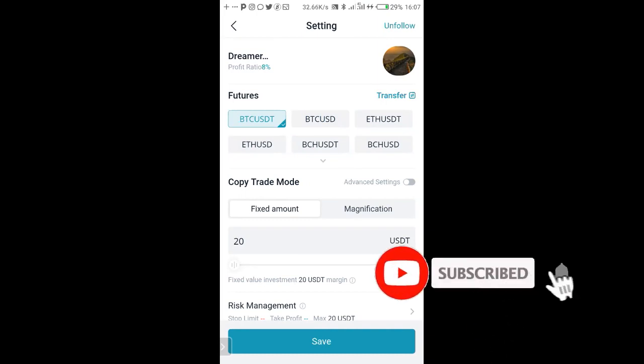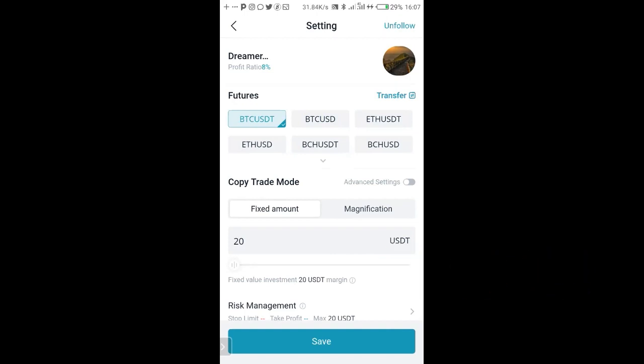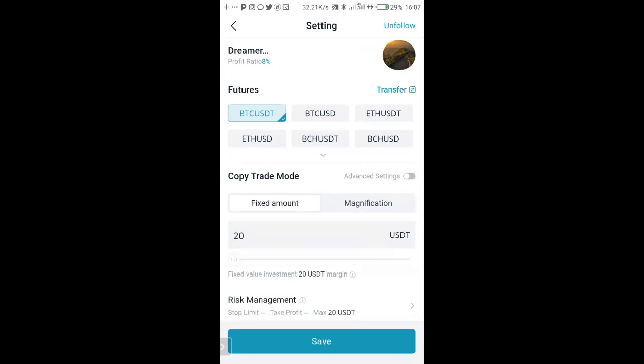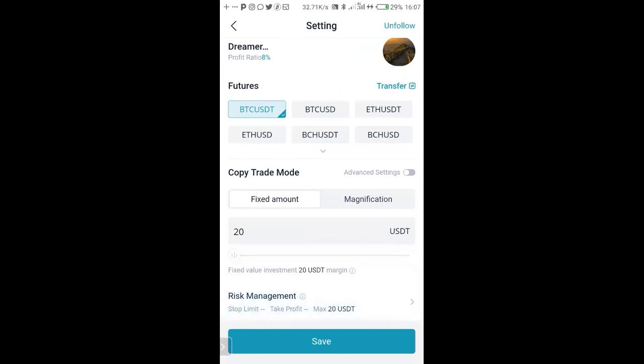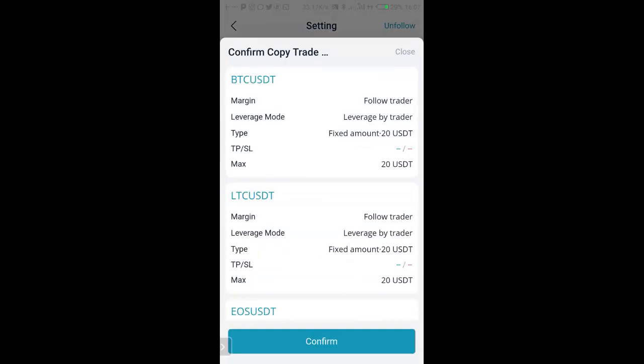And where it says profit ratio, whatever the profit the person makes for you, the person takes 8% of that for copying that trader. So here, the minimum amount this trader can actually work with is between $1 to 20 USDT, which is what you have added here. If you scroll down, let me see the maximum actually. What is the maximum? The maximum is equally 20 USDT. So the trader can be trading on your account between 1 to 20 USDT. You cannot exceed that. That is the first thing. Click on save. Go ahead and confirm that.